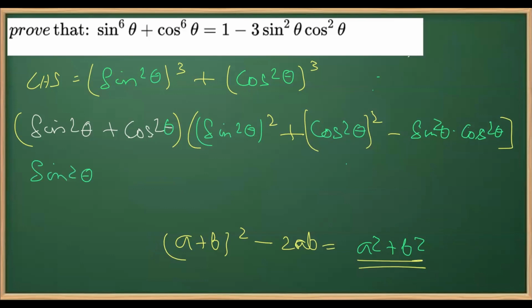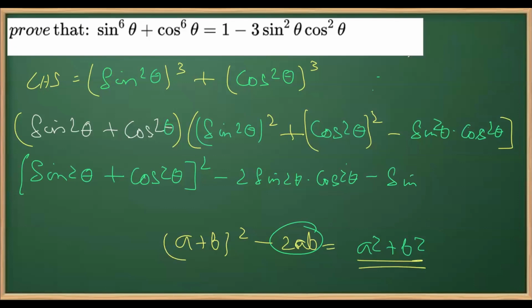This is a and this is b, a plus b whole square minus 2 times ab, 2 times a which is sin square theta, b which is cos square theta, and this I am copying it, that is minus sin square theta into cos square theta.